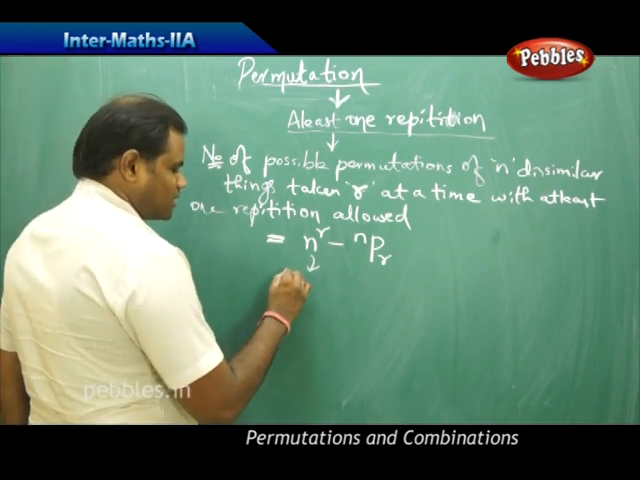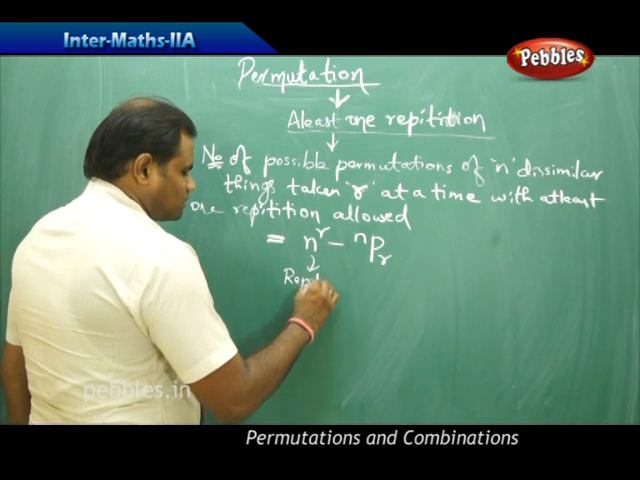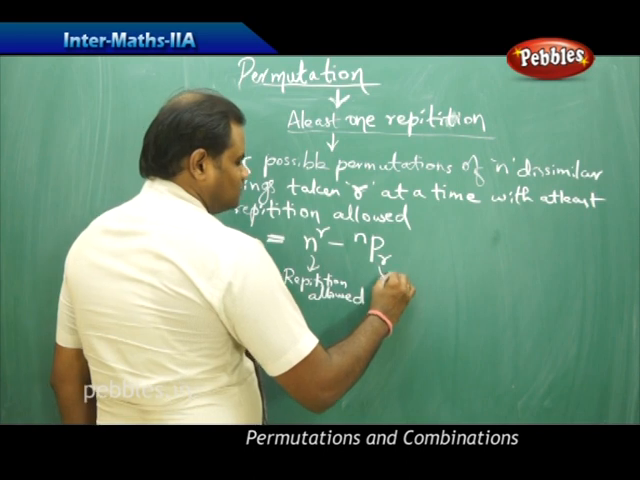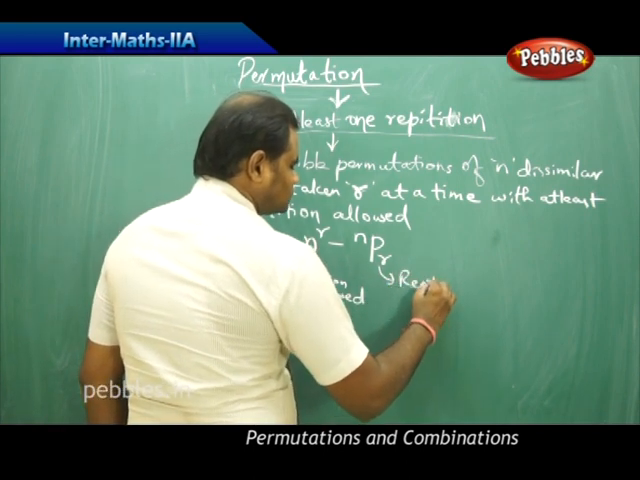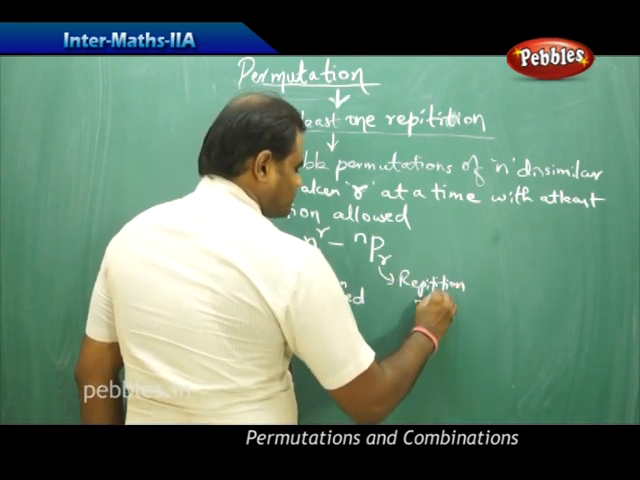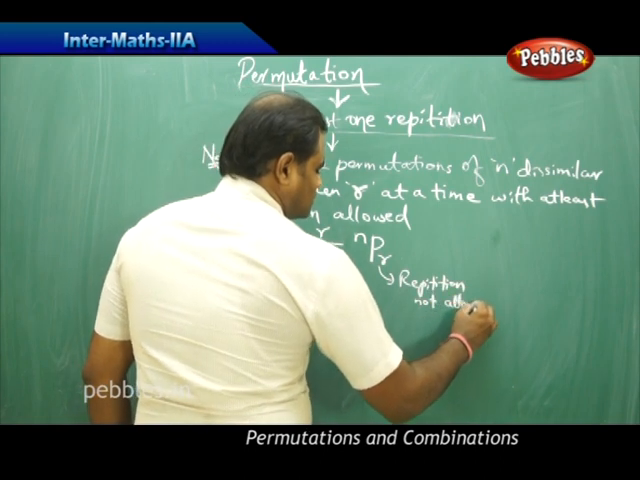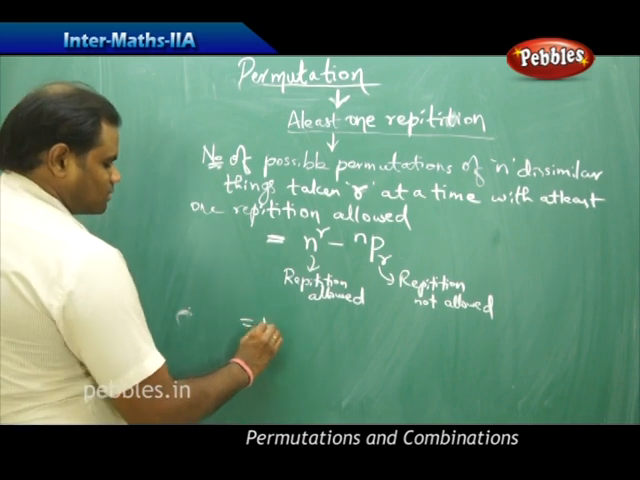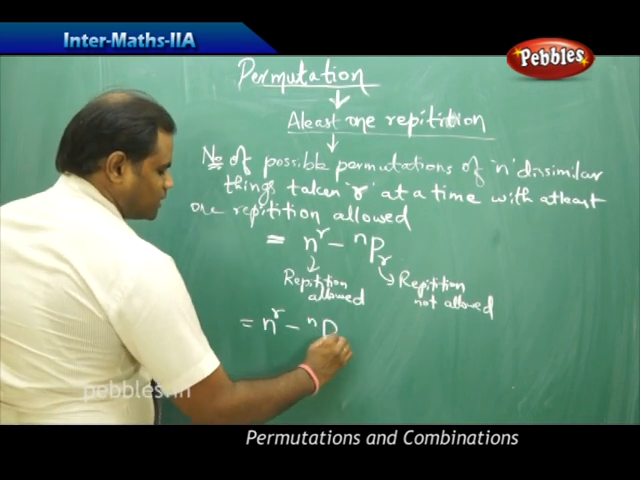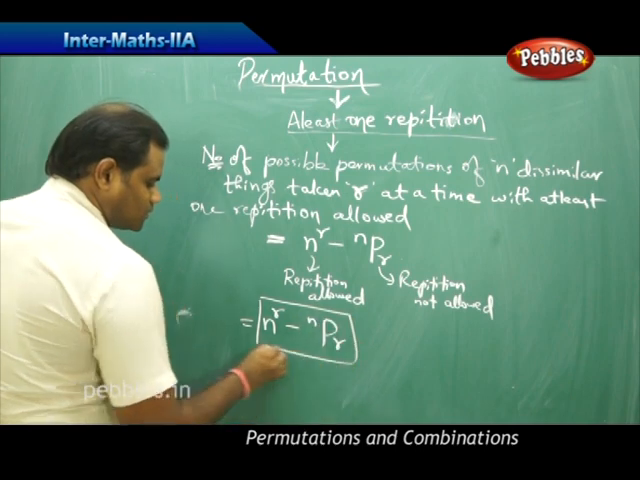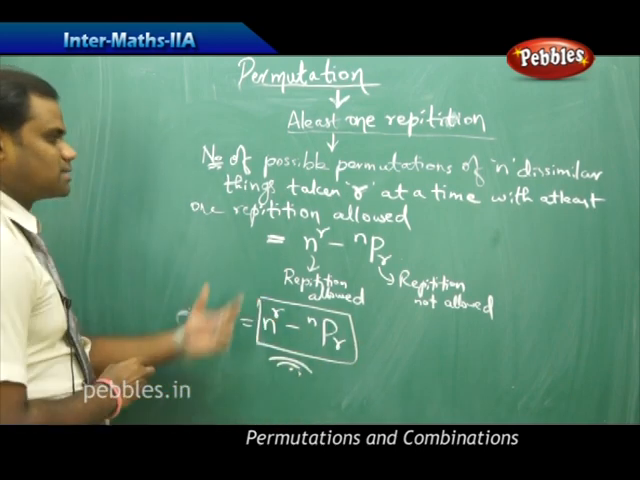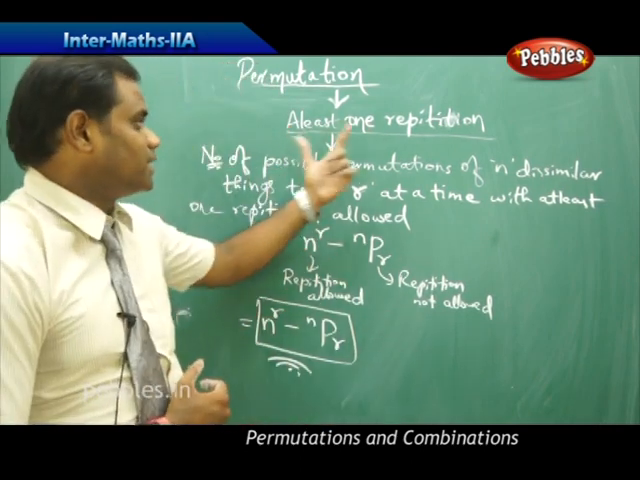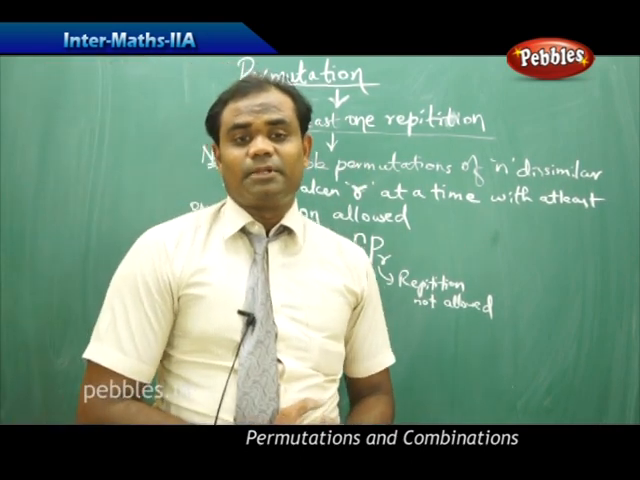So here, in this case, repetition is allowed, and in this case, not allowed. Therefore, I get n power r minus nPr as the formula we derive for the case where I want to find the number of possible permutations where at least one repetition is taken into consideration.